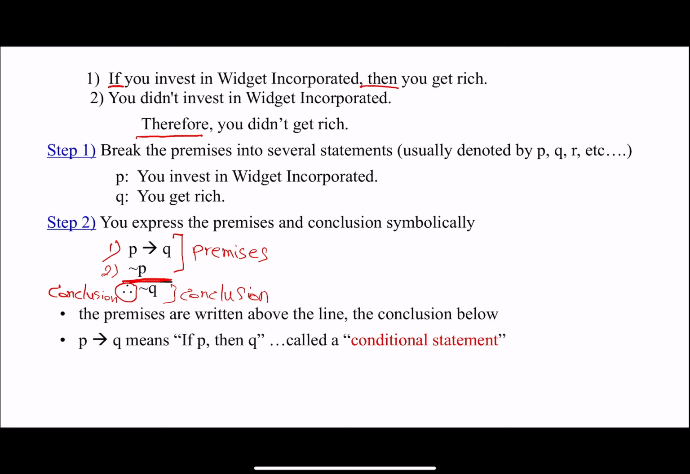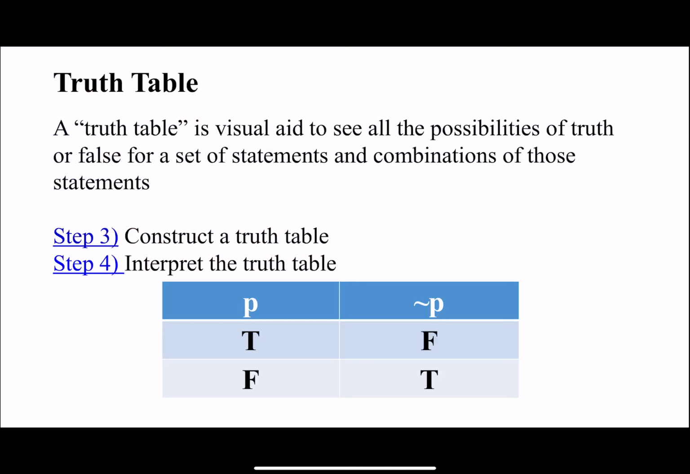So, if P then Q, the first line, is a conditional statement. The second line is a negation. Your conclusion is also a negation, not Q, right? This sign that we have means therefore. It means we have the conclusion. Okay, now step 3, you make a truth table, and step 4, you make sense of your truth table. So how can we actually draw a truth table?